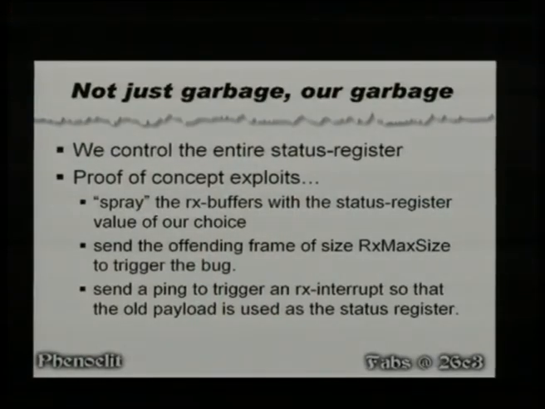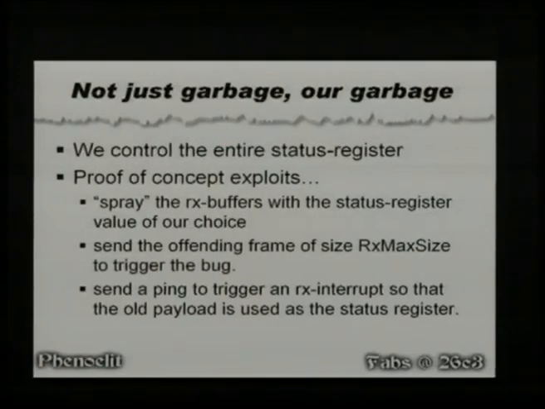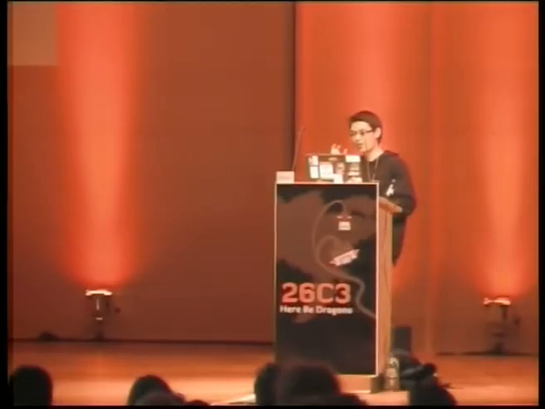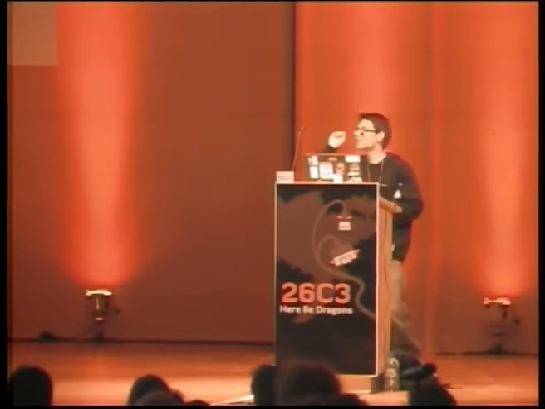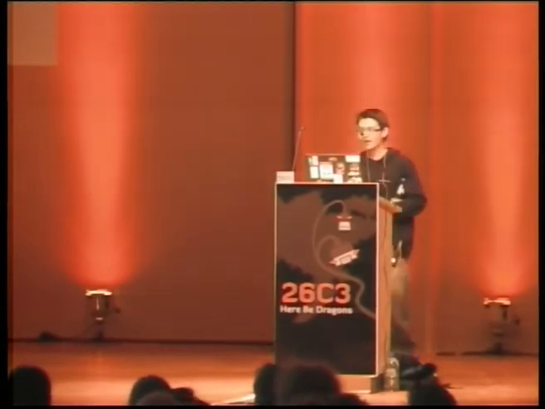Since we control the status register, we started writing proof of concept exploits which would basically just spray the RX buffers with some value so that it is then transferred in the status register. Then we would send the offending frame, meaning the frame with that length of RX mux size, and then send the ping to get an RX interrupt triggered so that this would actually be handed up.